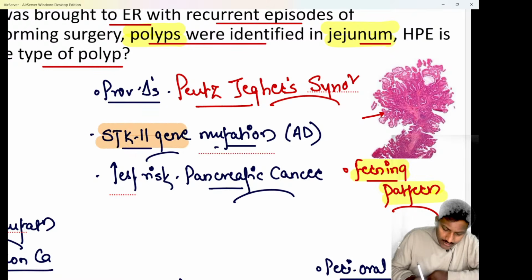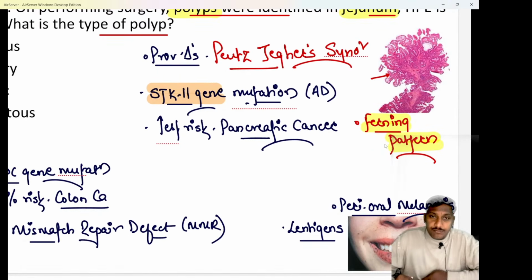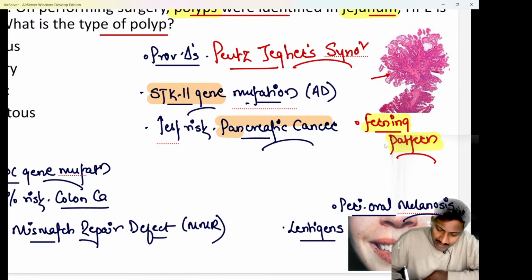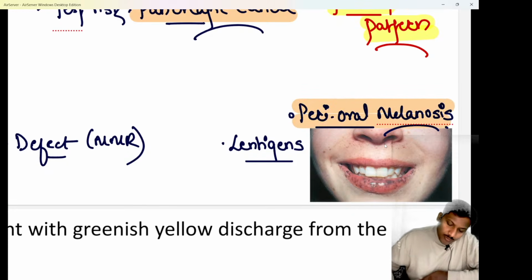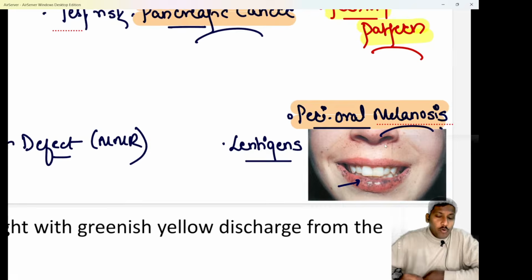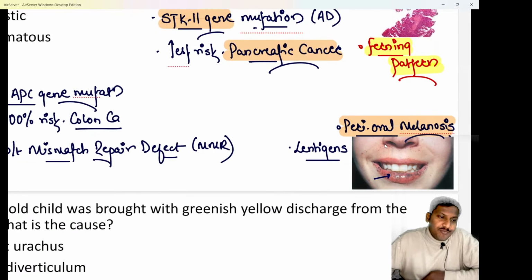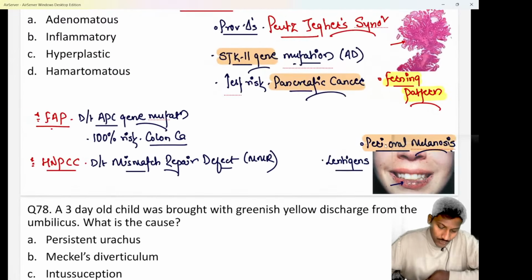Secondly, we know Peutz-Jeghers syndrome increases the risk of multiple cancers, but maximum risk is of pancreatic cancer. Peutz-Jeghers mainly increases the risk of pancreatic cancer. That has to be kept in mind. The risk of pancreatic cancer in Peutz-Jeghers syndrome increases by 100 times almost. Clear? Whereas the classical feature in patients of Peutz-Jeghers syndrome are these blackish or brownish spots that you are able to see on the lips or around the oral cavity, and these are known as perioral melanosis or lentigines. So the most characteristic or most pathognomonic feature of Peutz-Jeghers are these perioral melanotic spots or lentigines. Hopefully clear.